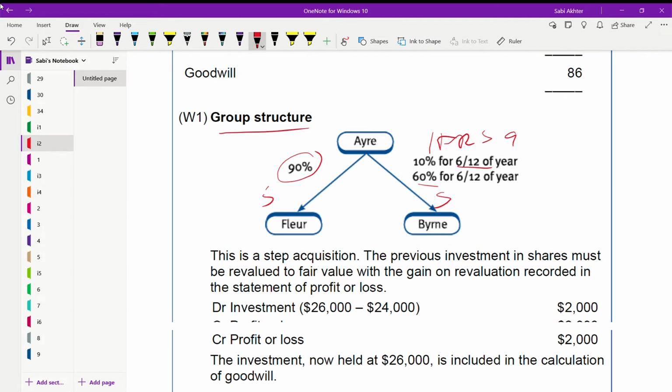So this is step acquisition. This is known as step acquisition. You are buying the subsidiary in installments, first 10%, then 50%, not in one go like this 90%. This is not a step acquisition, but the second one is a step acquisition.